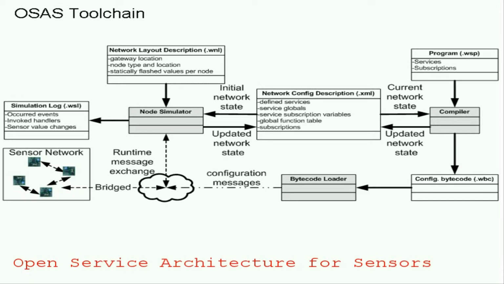An OSAS network consists of nodes equipped with a specific runtime system. Instead of programming individual nodes one by one, a single piece of program code is employed for the entire network. Sensors and actuators can be reprogrammed over the network by translating the program into a set of configuration messages.